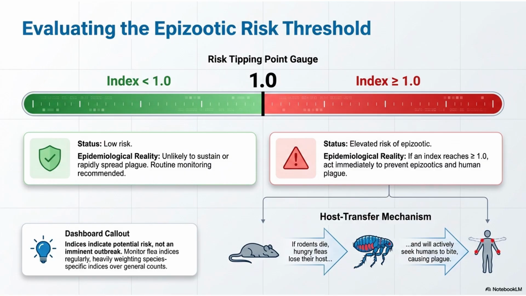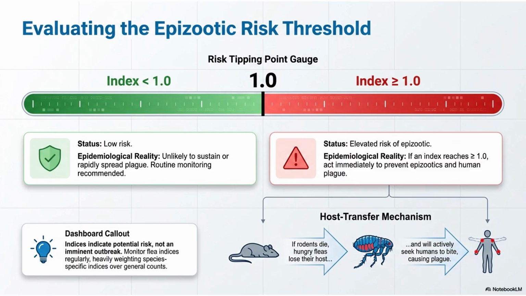So till now we have seen how to calculate all the flea indices, and here we will discuss the specific flea index of Xenopsylla cheopis. What will it tell if it is less than 1, and what will it tell if it is more than or equal to 1?